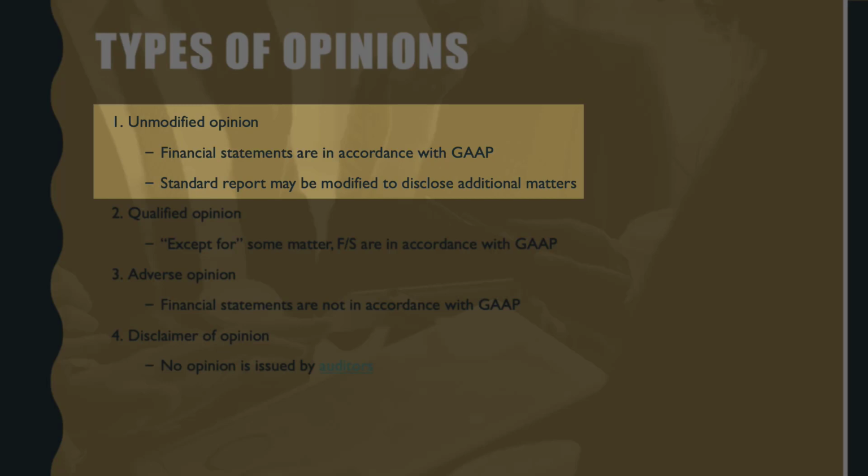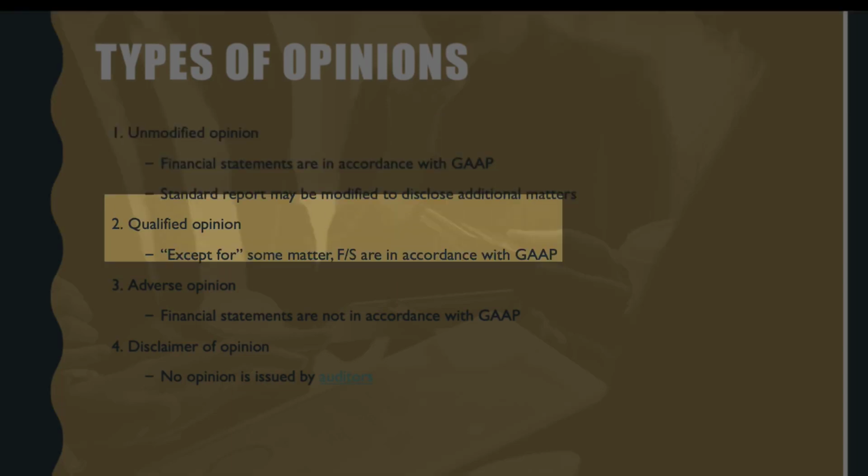Auditors can issue different types of opinions on audited financial statements based on their assessment of the financial information's conformity with accounting standards and the overall fairness of presentation. The unmodified opinion, also known as the unqualified opinion, is the most favorable and common type of opinion. It indicates that the financial statements are presented fairly in all material respects, in conformity with the applicable accounting standards or framework.